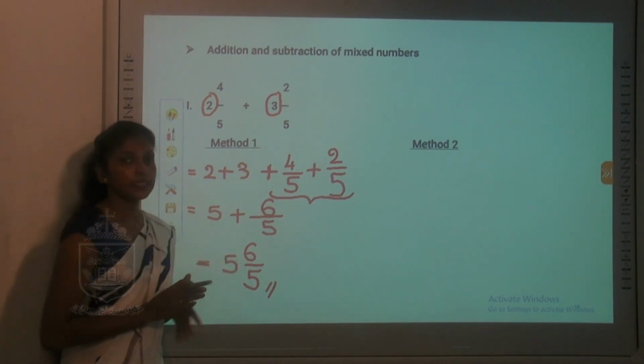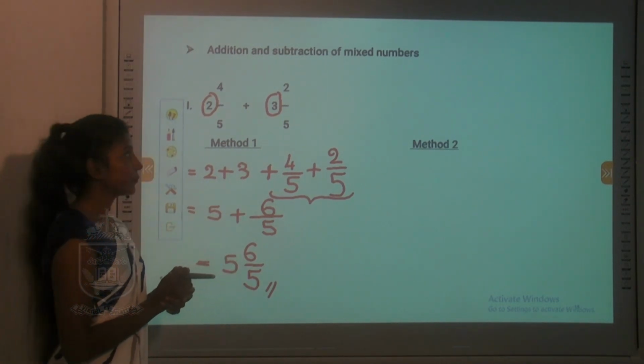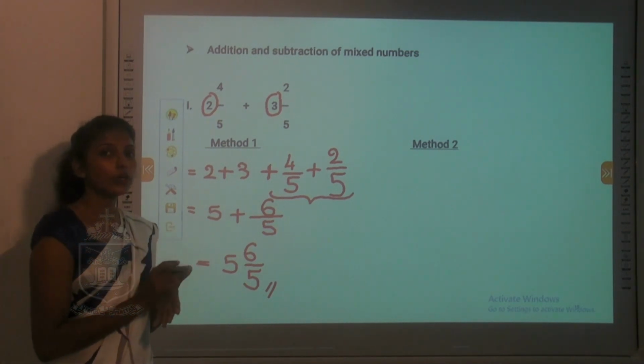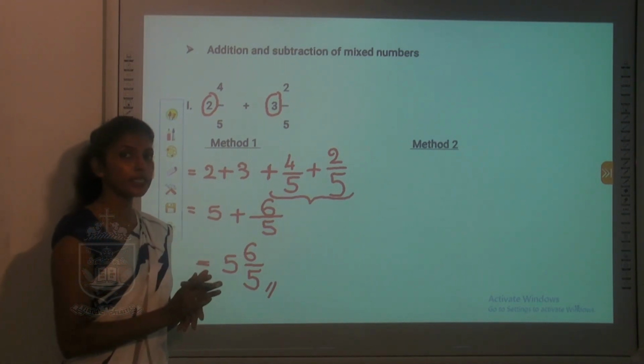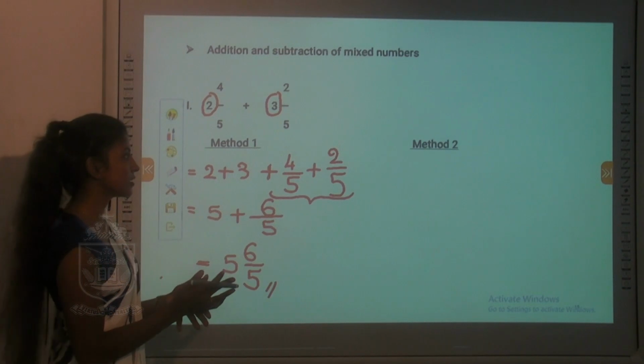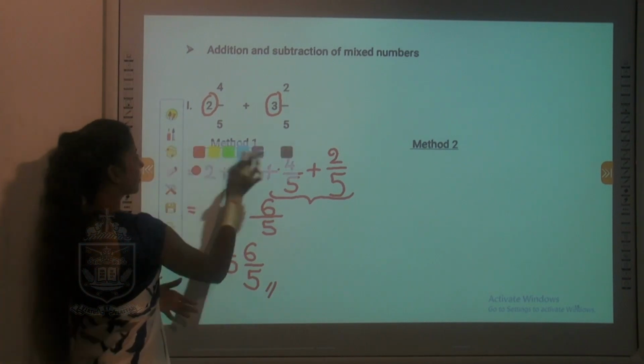Right. Second method, how can we do it in the second method? In the second method, you are going to convert these mixed numbers into improper fractions. I am going to do it now.